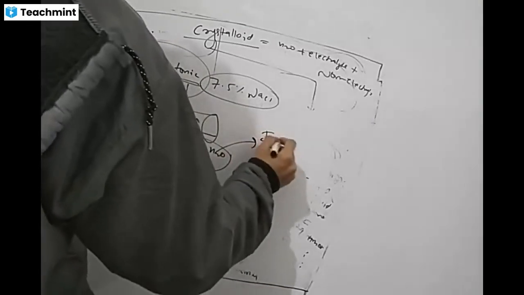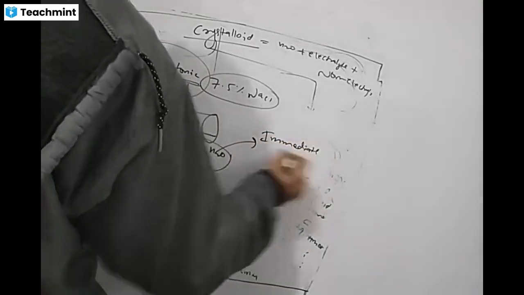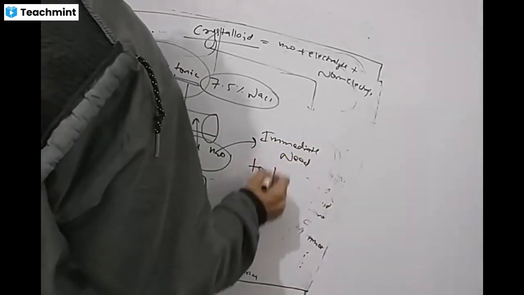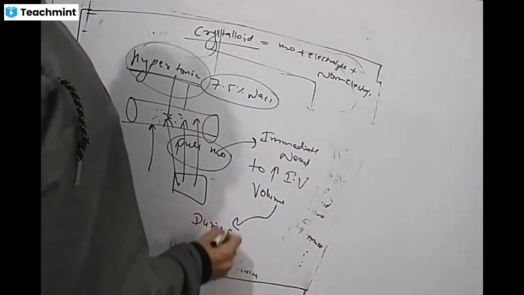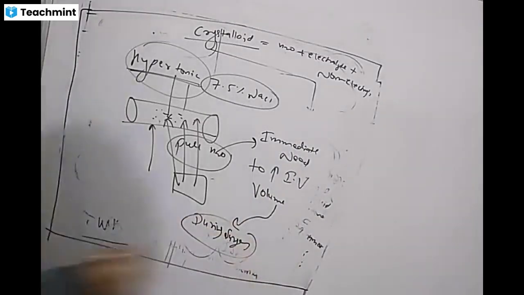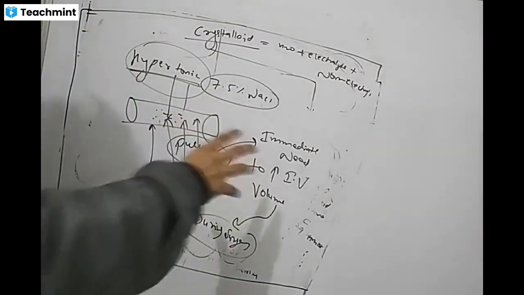So hypertonics are needed when there is an immediate need to increase intravascular volume, for example during surgery. Suppose during surgery there is loss of volume. You are removing a tumor, and the tumor itself has its own blood supply, that may lead to loss of blood. So for immediate increment of the volume, we give hypertonic saline.